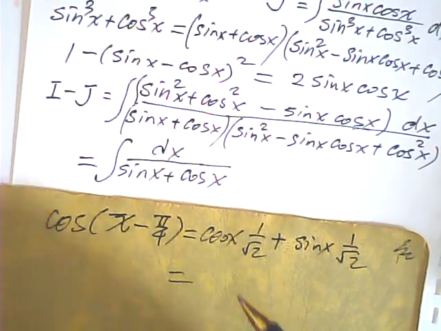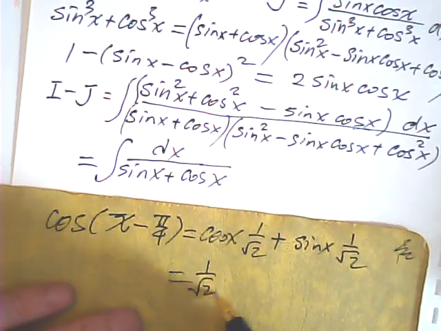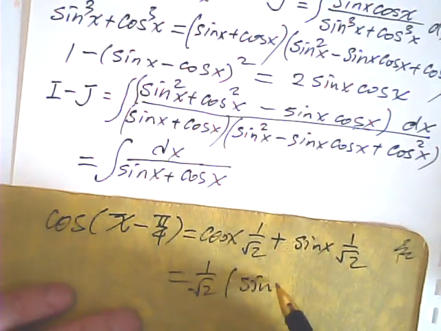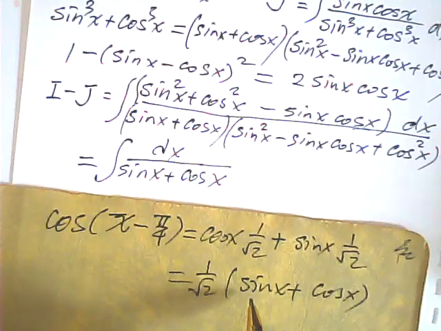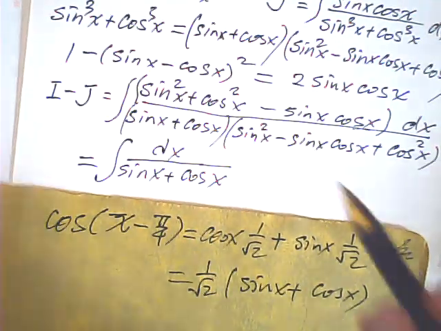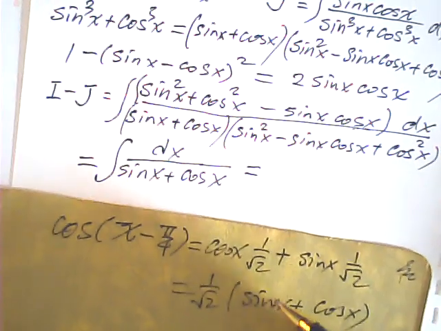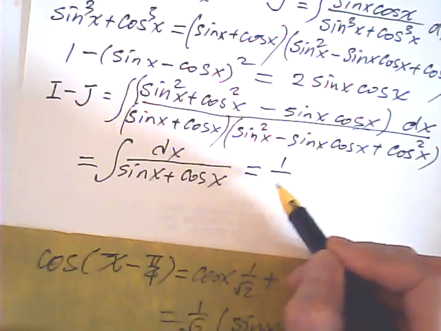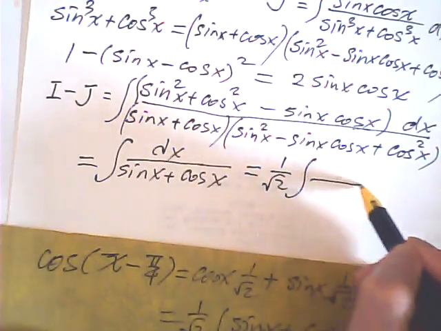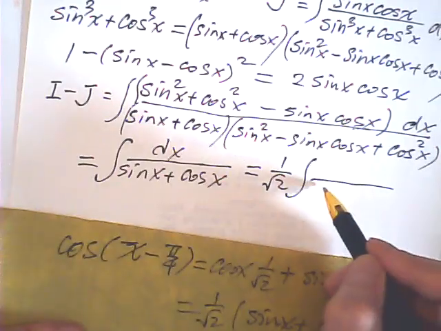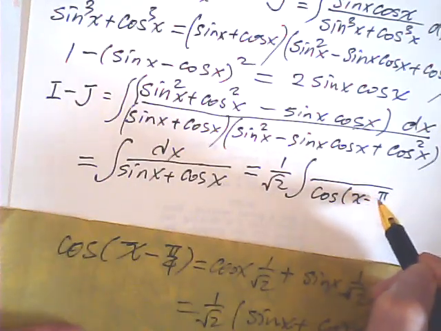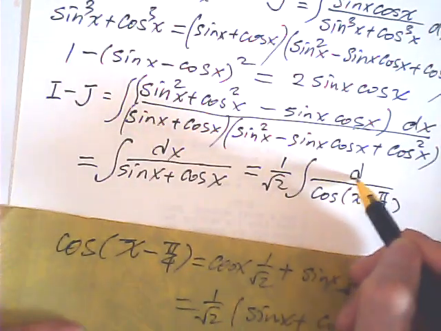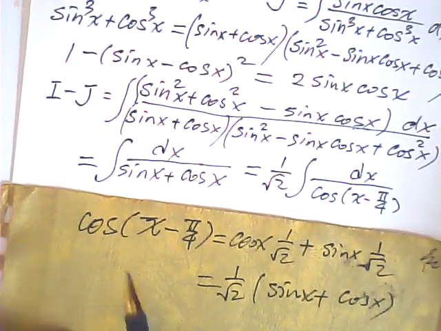So therefore, with this common factor out, sine x plus cosine x. Therefore, sine x plus cosine x is root 2 times this. So this becomes root 2 times the cosine of x minus quarter pi dx. Yeah, good.